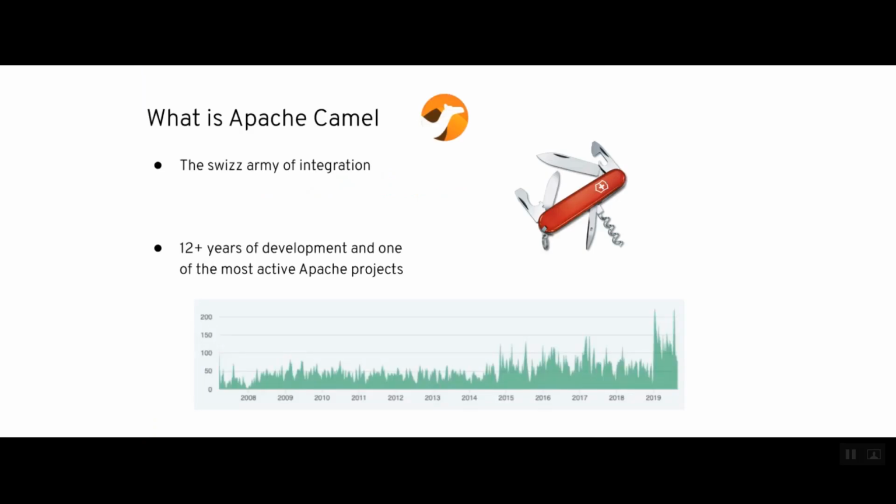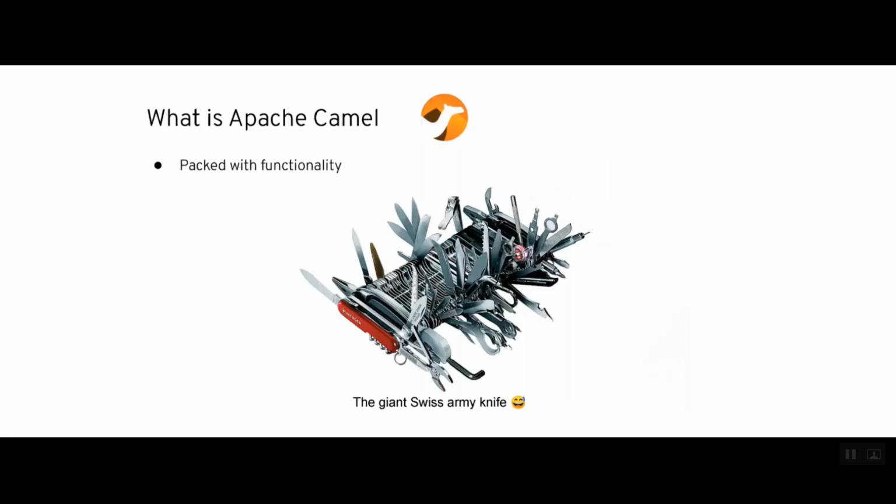Well, Camel is an integration framework. It's the Swiss Army knife of integration. It's also one of the most active and developed products at the Apache Software Foundation. It's been around for 12 years. And it comes with a lot of functionality, so you can picture it more like a giant Swiss Army knife.